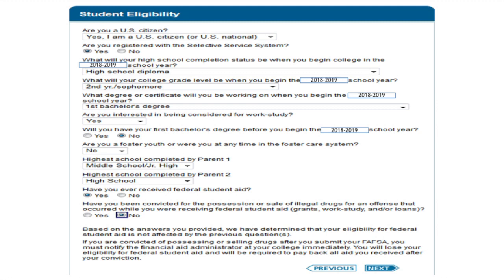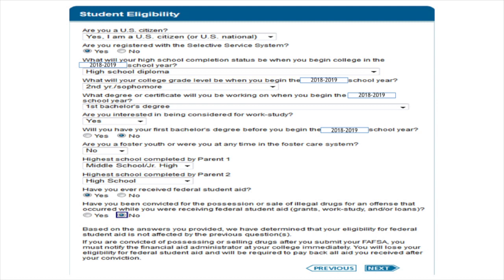Next question wants to know what will be the high school completion status when the student begins college for the 18-19 school year. Our answer will be high school diploma. Next, they want to know the student's college grade level when they begin the school year. Do we have any students that are dual enrolled? Anyone? Okay, if your student happens to be dual enrolled, taking high school and college classes right now, you would still want to answer the question, is first year never attended?